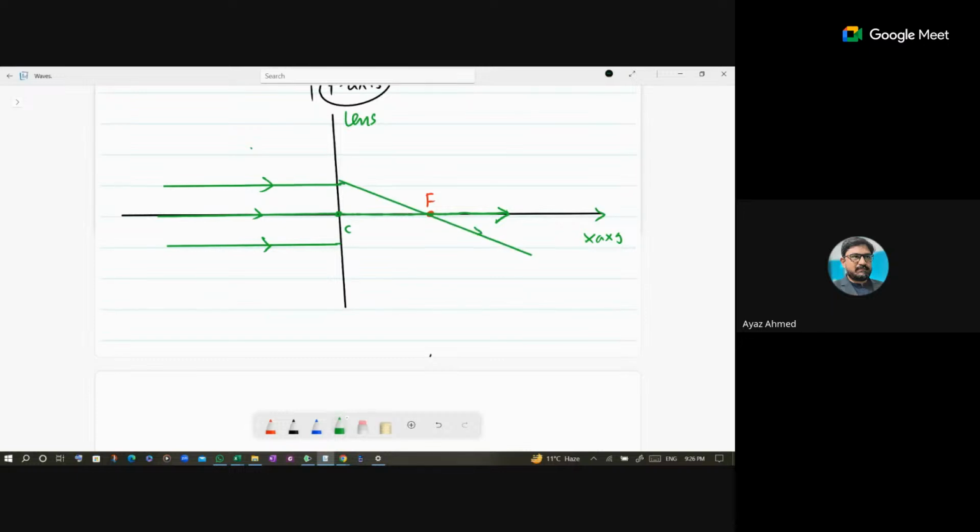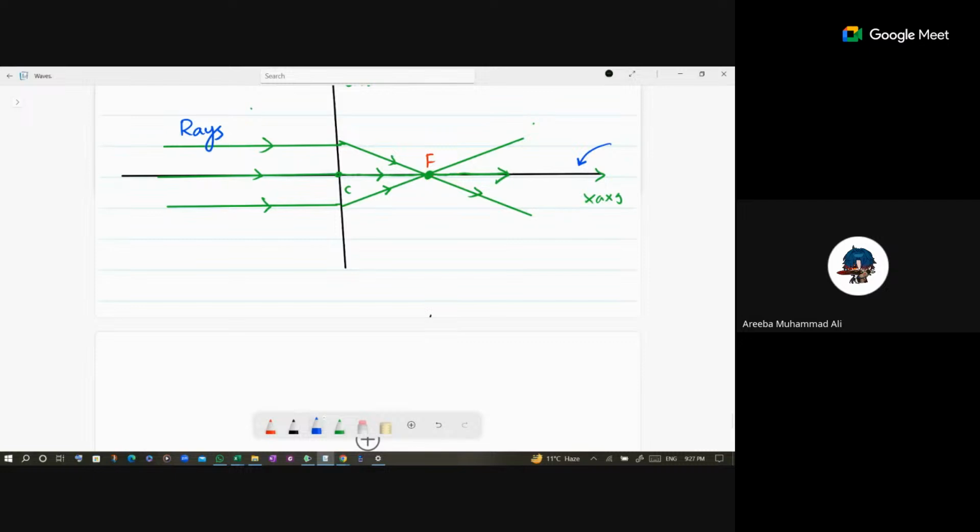What about this light? It will also pass through the principal focus this way. So all these lights are supposed to pass through the principal focus, or focal point, after the lens. Is this clear? These are called rays. So Ariba, you got it now? Why did I use this axis? I use this line as a reference, to show where the parallel lights are, or what the direction of the light is.